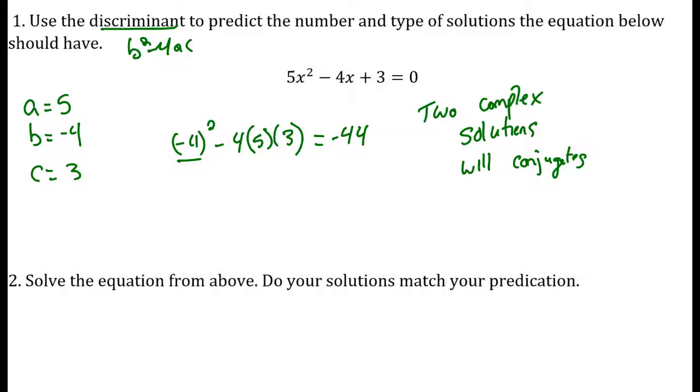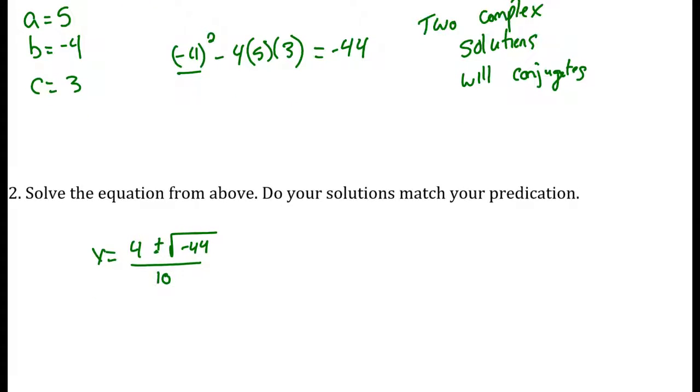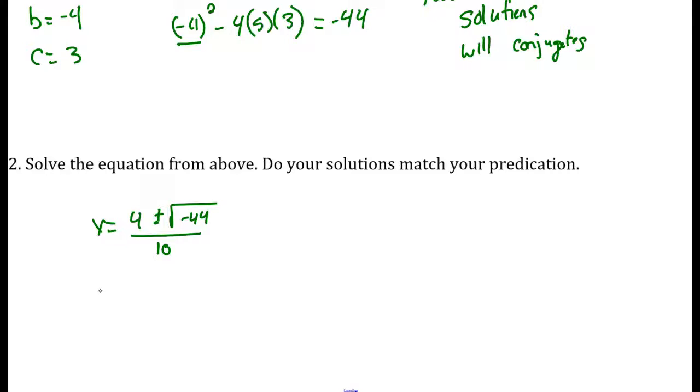So number 2 says solve this equation. Does this match our prediction? Well, we know that x equals negative b, so 4, plus or minus the square root of the discriminant, all over 2a. 2 times 5 is 10. So those are the solutions. Now we need to simplify this.